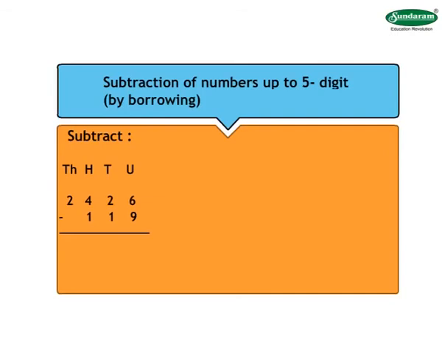To write the borrowed value or the carried over value, starting subtraction from units place, we have 6 minus 9. We cannot subtract 9 units from 6 units. So, we borrow 1 tens in the units place. In the tens place, we have 2 tens minus 1 tens is equal to 1 tens. In units place, we have 1 tens plus 6 units is equal to 16. Now we can subtract 9 from 16. 16 minus 9 is equal to 7. Write 7 in units answer place.